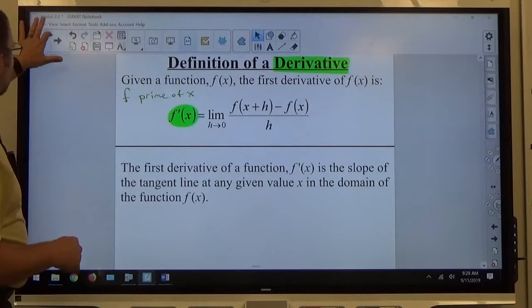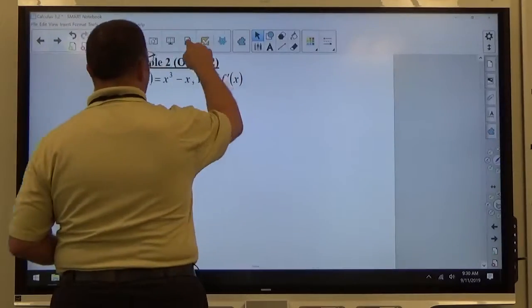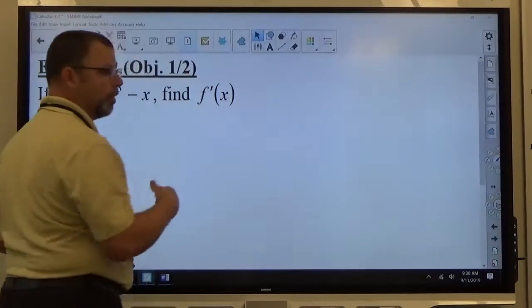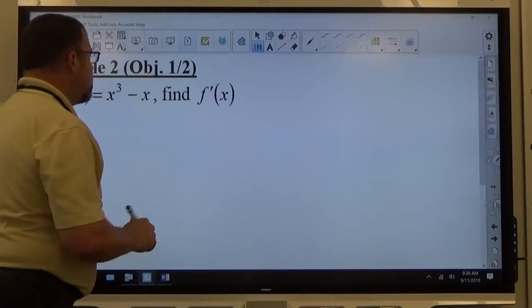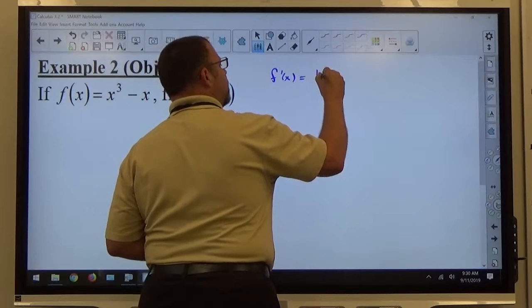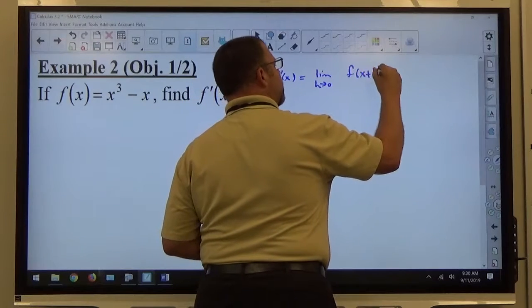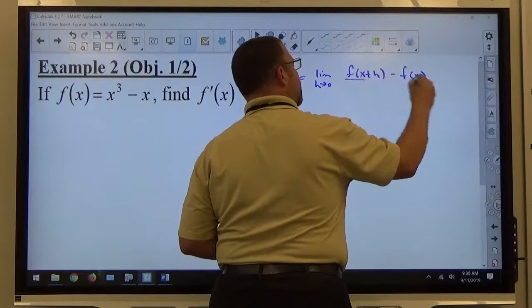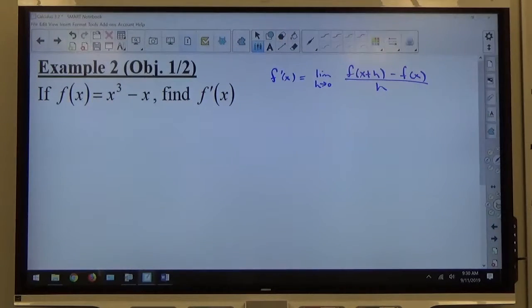All right? So with that in mind, if we're given a problem such as this: if f of x equals x cubed minus x, find f prime of x. Again, back in 2.6 we said find the slope of the tangent line at any given value x. If we look at our definition of derivative, f prime equals the limit as h approaches 0 of f of x plus h minus f of x all over h. It's got the same structure we had in the last chapter, so I'm going to do it the same way I did in the last chapter.